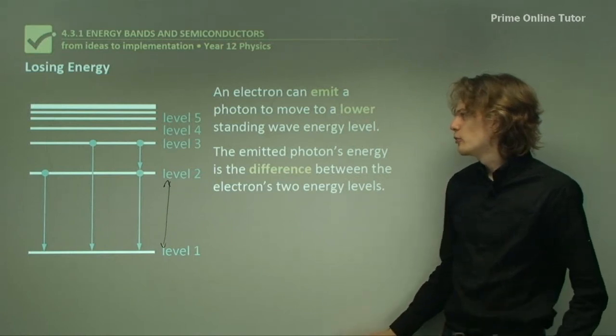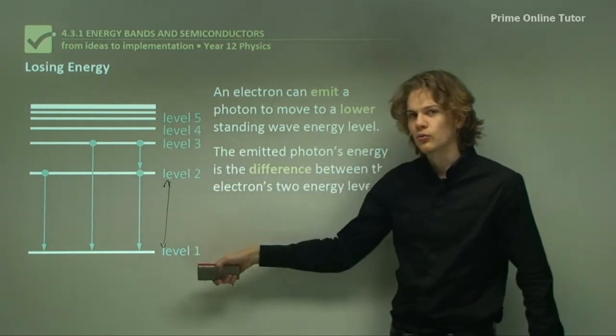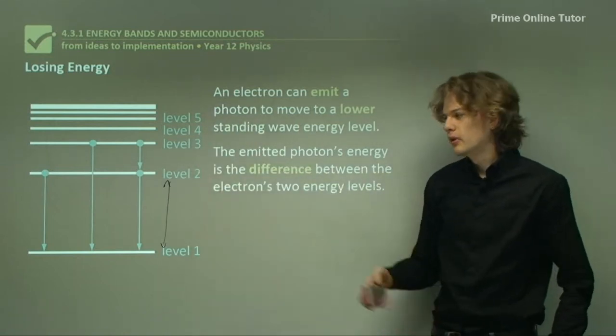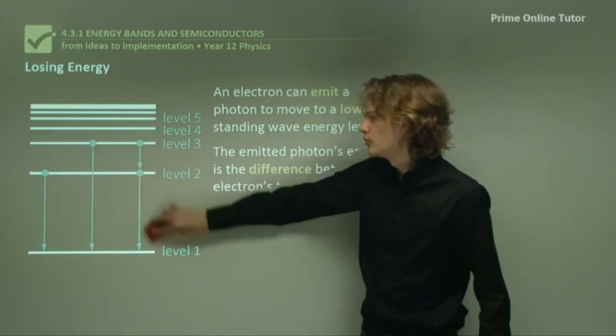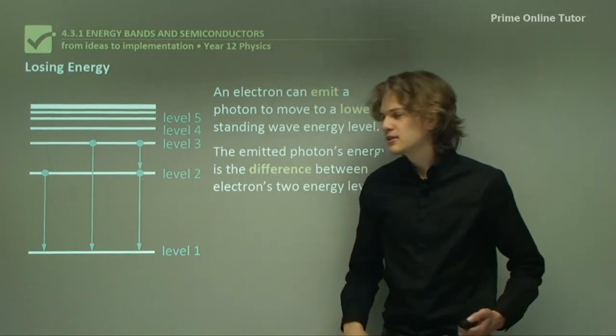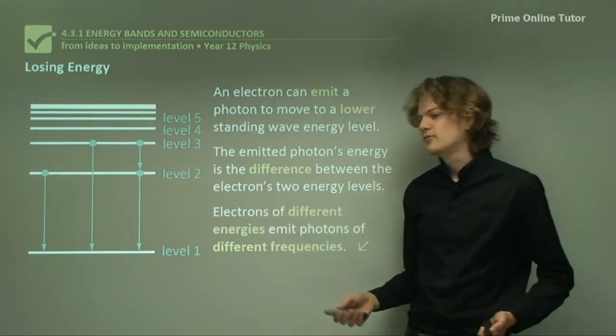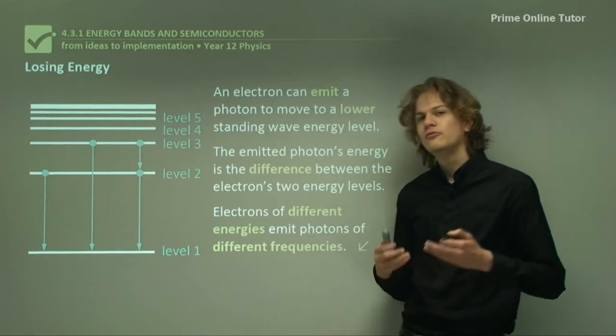We can see that if it drops from level 3 to level 1, or from level 3 to level 2 to level 1, it'll emit a different number of photons, and those photons will be at different energies. Photons of different energies, of course, have different frequencies.